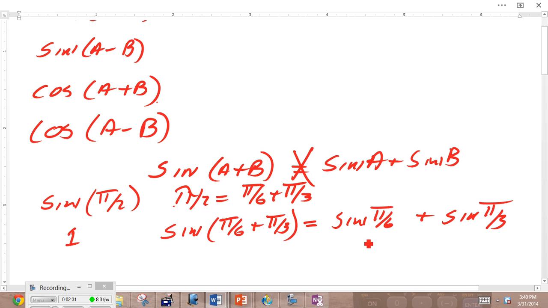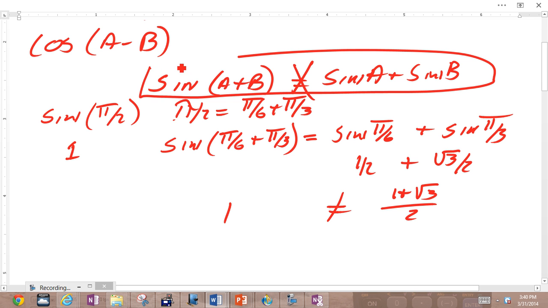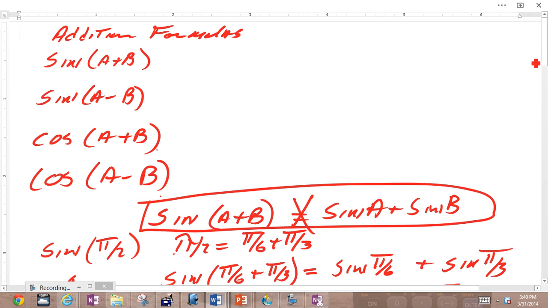It is not that, because the sine of pi over 6 is 1/2, and the sine of pi over 3 is root 3 over 2, and of course that sum is 1 plus the square root of 3 over 2, which clearly is not equal to 1. So this is not the identity, by any means. Now you can presume safely that each of these is not simply going to collapse into the sine of A minus the sine of B. Okay, so what are they?